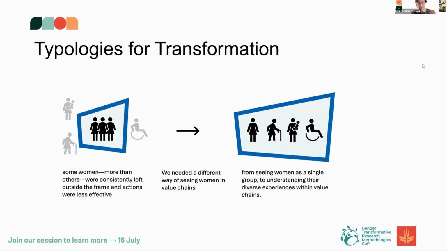So what the methodology does is it helps us shift how we think about women, from seeing them as a single group to understanding their diverse experiences within value chains. But it also helps us to shift how we think about inclusion, from asking how to include women to asking who are the women who are left out, what are the specific barriers they face, and what are the opportunities that can actually help them. So that's basically the summary of what we did.